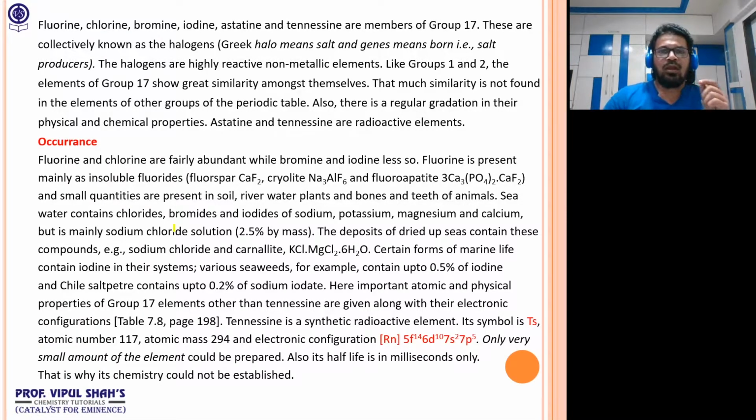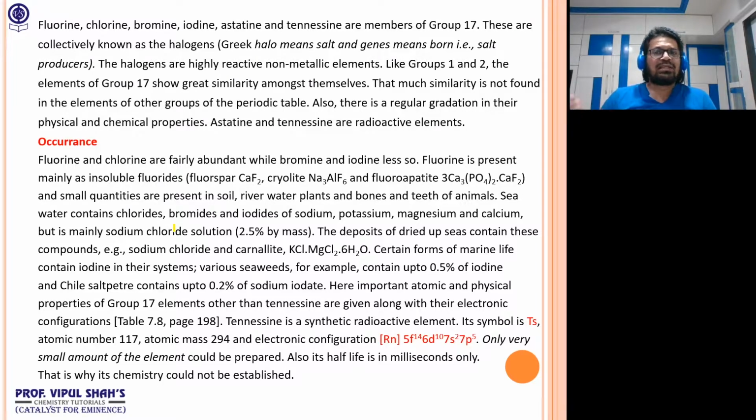Now, why do we call group 17 elements the halogens? The word halogens comes from the word halos. Halos means sea salt and gens means producers. So basically, sea salt producers is what we call halogens. Now, what are these halogens? Fluorine, chlorine, bromine, iodine, astatine and tennessine. So we have a total of 6 halogens.